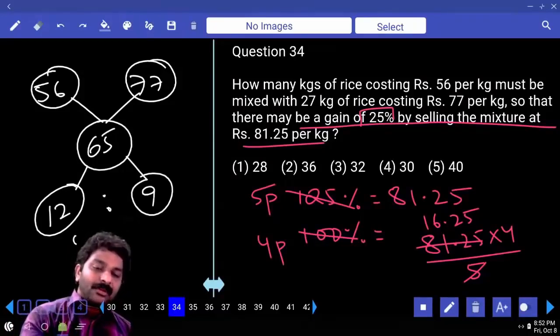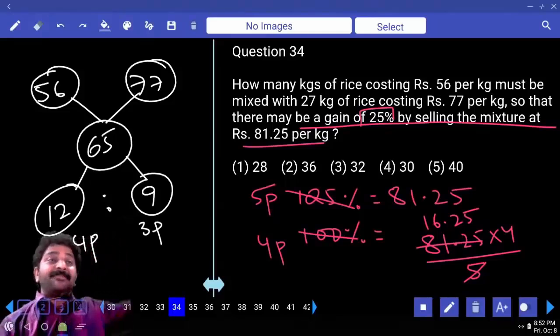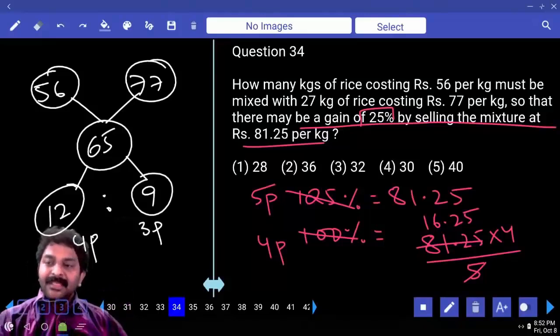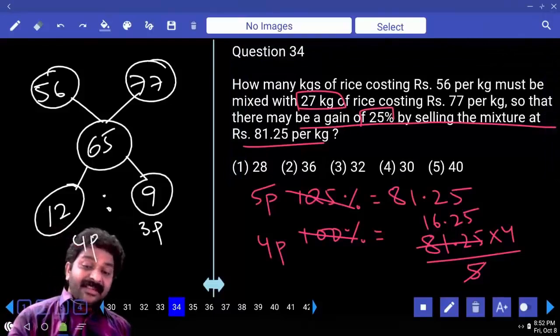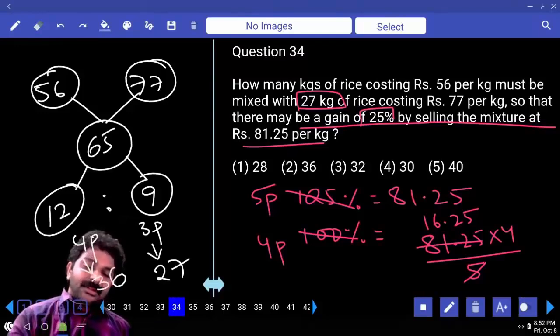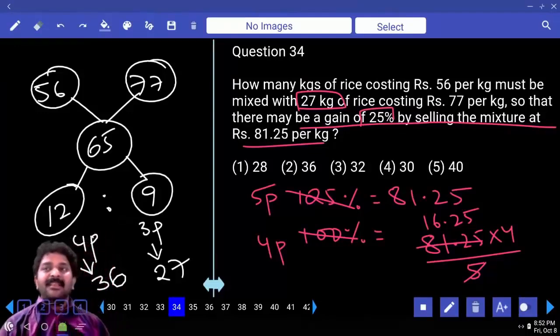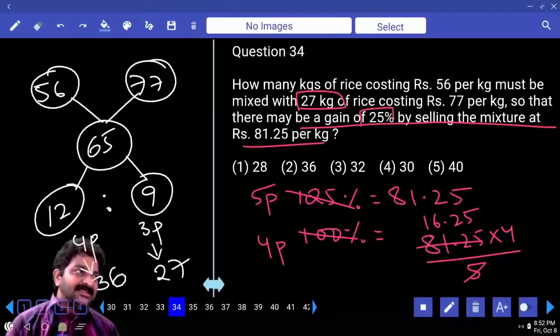Ratio 4:3, 4 parts and then 3 parts. How many kgs of the first variety do we have to calculate? That is 4 parts we have to calculate. Second variety, how many kgs do we have? 27. That means 3 parts is equal to 27. That means 4 parts is equal to, how many times is 27? 9 times. 4 times 9 is 36.